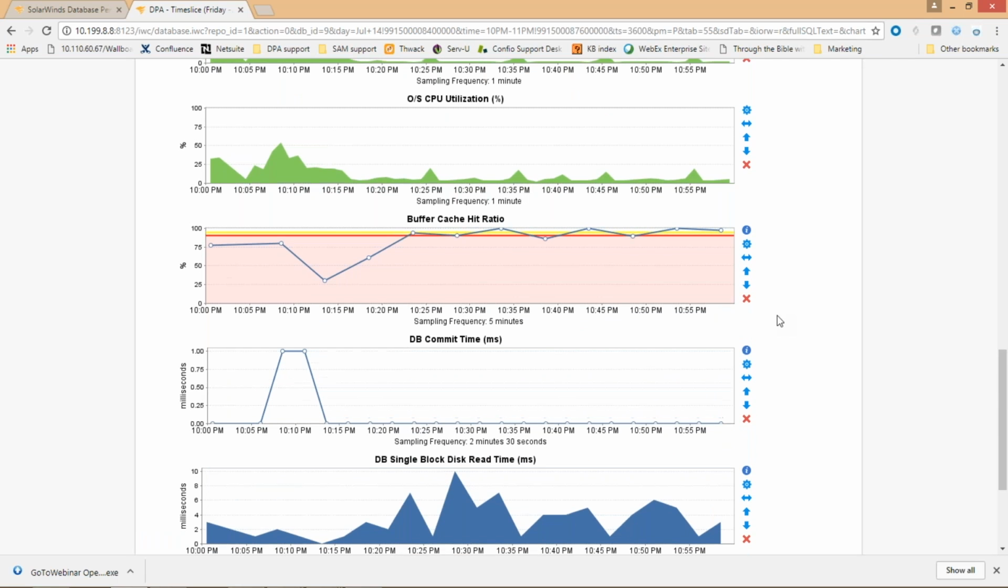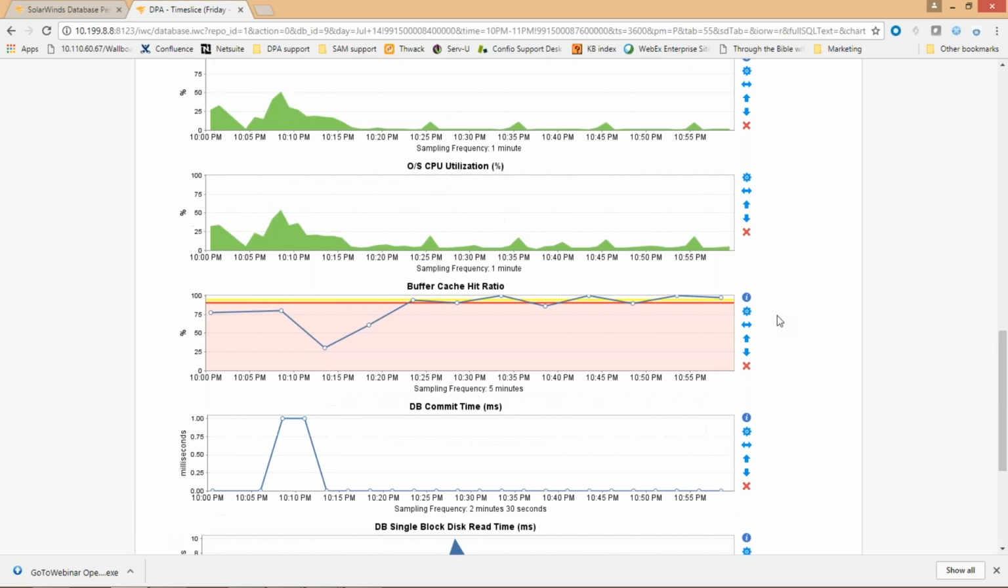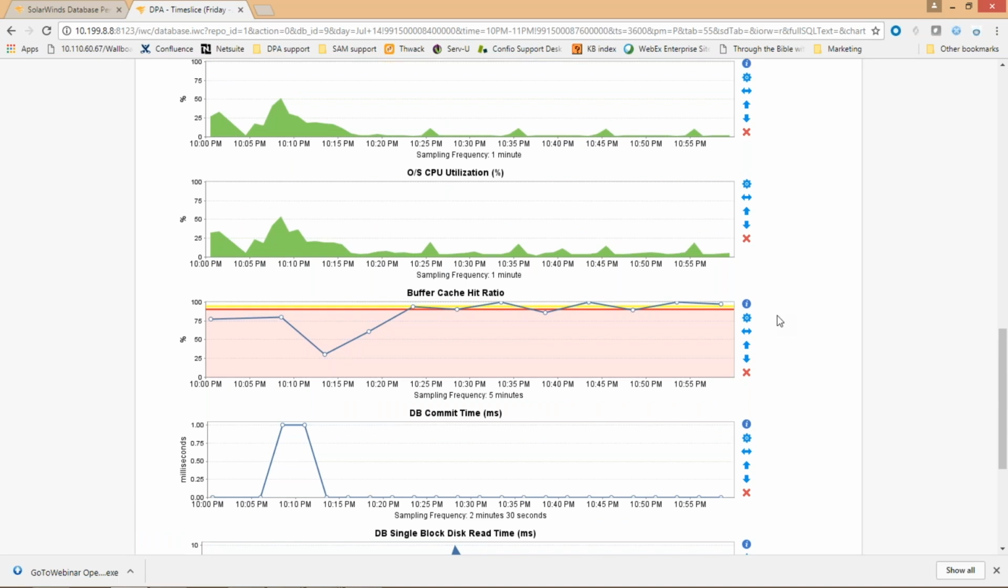Now, when I look at my memory pressure, like the buffer cache hit ratio, which is probably a metric that a lot of DBAs recognize, I'm crushing my memory. I'm not finding what I'm looking for. I'm not finding the data in cache. So I'm having to go to disk.